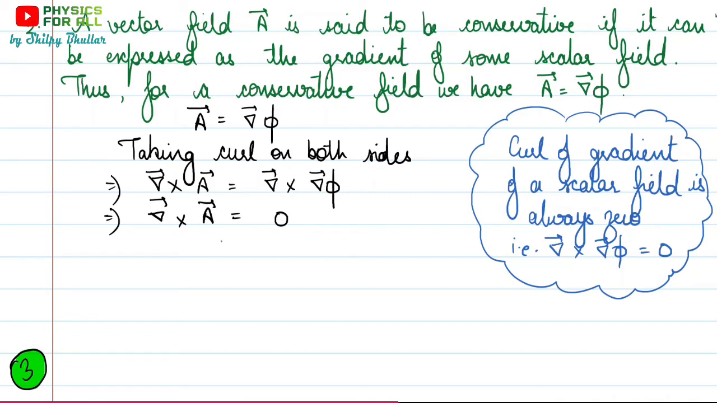Now what does del cross A equals 0 mean? We know that if the curl of any vector field is 0, then that particular vector field is irrotational. So this implies A is irrotational. That means the vector A is not rotating at all. This also gives us some indication that whenever we have a vector field which is not rotating, there are chances that it can be a conservative field. All these things are just giving us some indications.